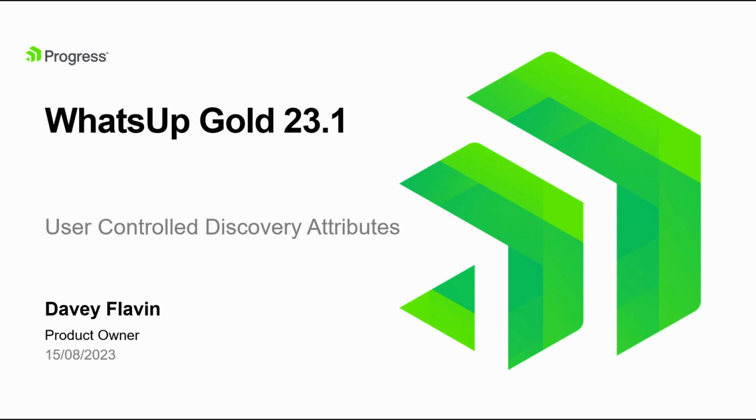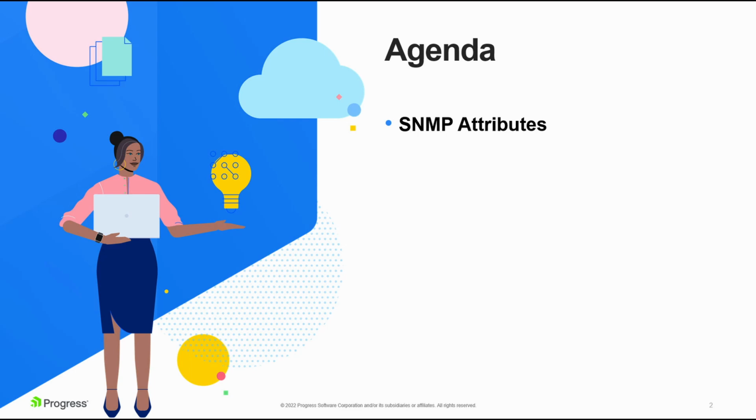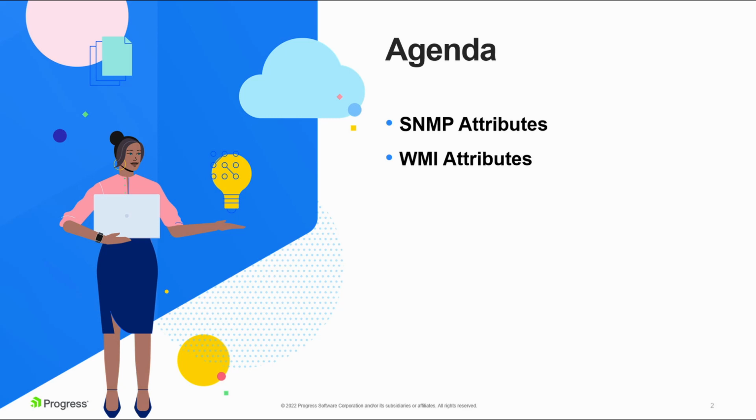In this video, we are going to take a look at the different types of user-controlled discovery attributes that a user can customize in WhatsUp Gold 23.1. Users will be able to create customized SNMP attributes, WMI attributes, and InfoSet attributes from existing data that WhatsUp Gold has already stored in the database.